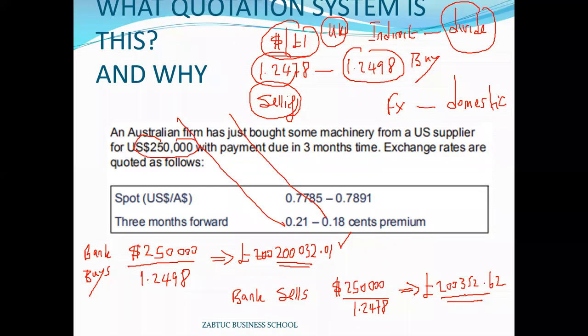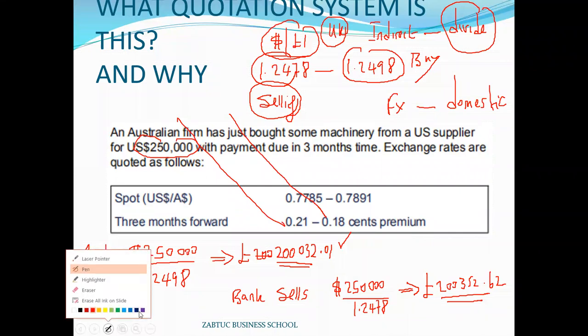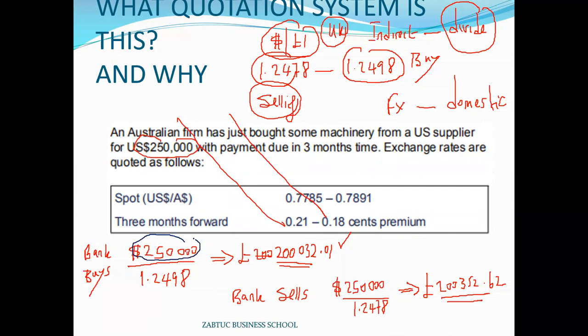Have you seen the logic now? Team, have you seen the logic of what's happening? The bank bought $250,000. They only paid this amount. When they are selling this amount, they collect how much? Are you seeing the logic?